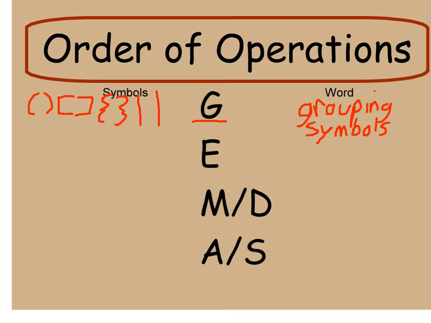And there's my favorite grouping symbol. I did not leave myself much room for this. My favorite grouping symbol is called a vinculum, and it's a horizontal line. I'll talk more about that later, but that's one of my favorite grouping symbols.